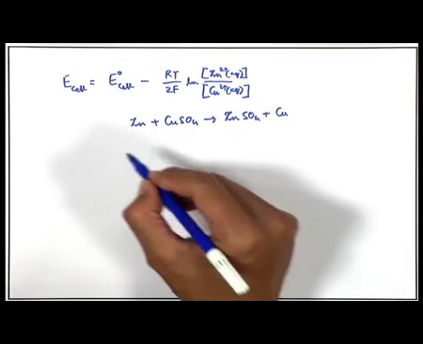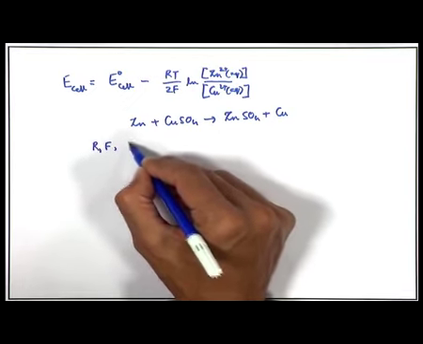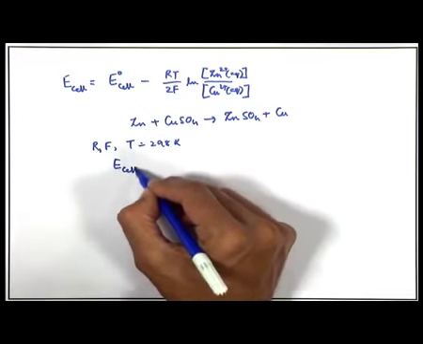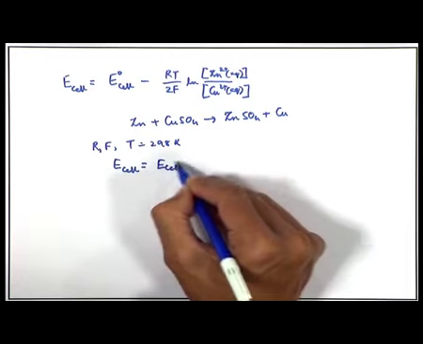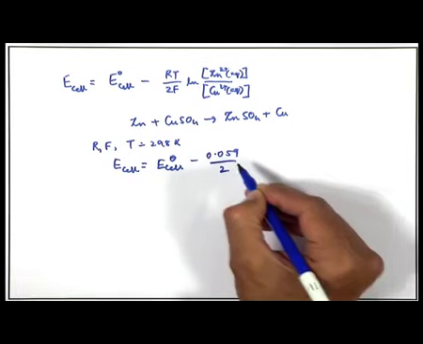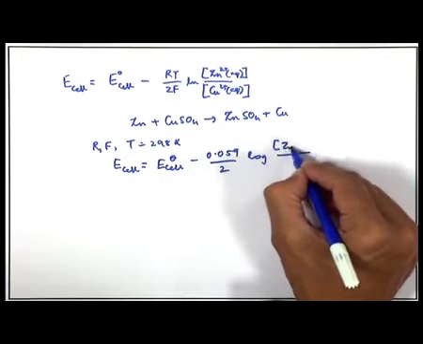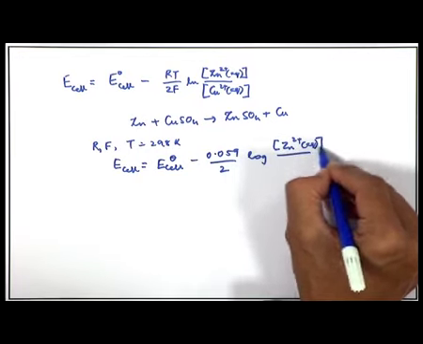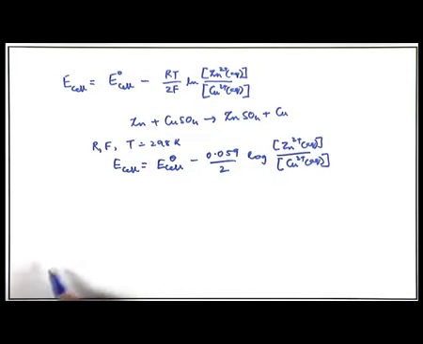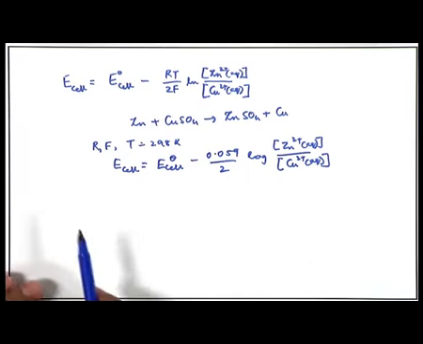So, if you plug in the values of R, F, and put T equal to 298 Kelvin, then you will end up with E cell equal to E0 cell minus 0.059 by 2 log Zn2+ aqueous by Cu2+ aqueous. So, this is the expression for the E cell for the Daniell cell.